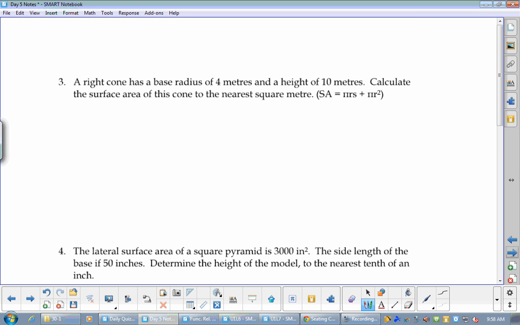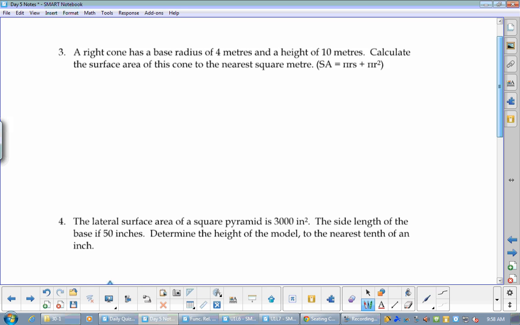Okay, let's do a right cone. So we've got 10 meters as the height with a radius of 4. So we just draw this. This is supposed to be 10 meters. This is supposed to be 4 meters.